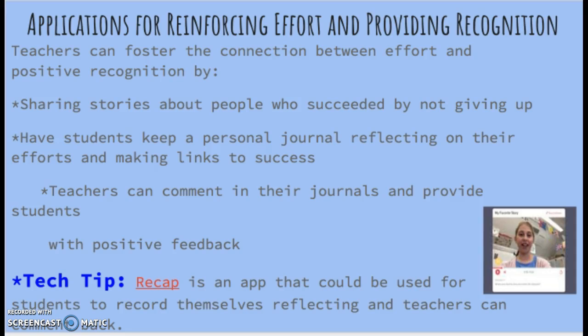I also included a tech tip, and this app is called Recap, and there's a little picture of what it looks like. What students do is they record themselves answering a question prompt. So you could ask students anything, such as how they felt with the activity today or a specific question. And then at the bottom, you can comment on the student's video and let them know that they are heard.